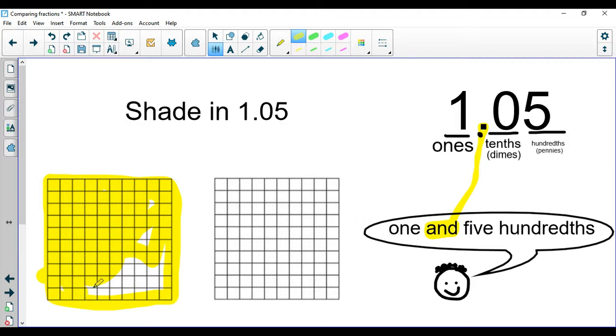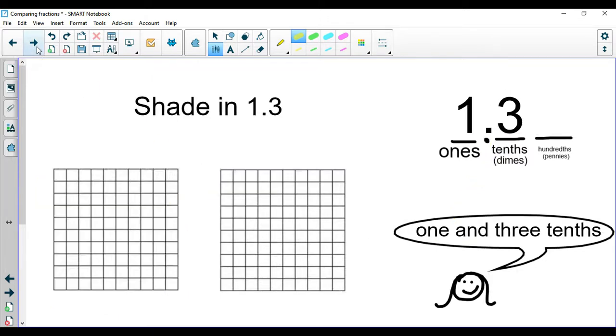And then it says 5 hundredths. So I got to shade in just 5 small squares. Because again, those hundredths are the individual squares. 1 hundredth, 2 hundredths, 3 hundredths, 4 hundredths, 5 hundredths. Shade that in there. So we've got 1 and 5 hundredths. Now, let's shade in 1.3.